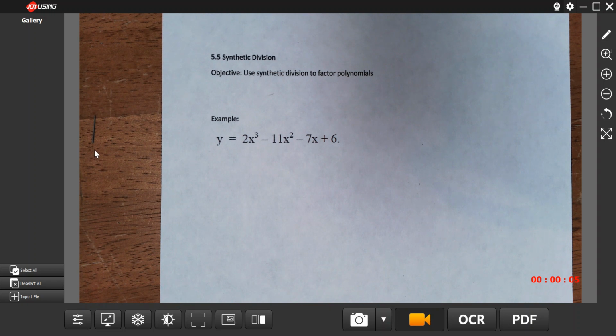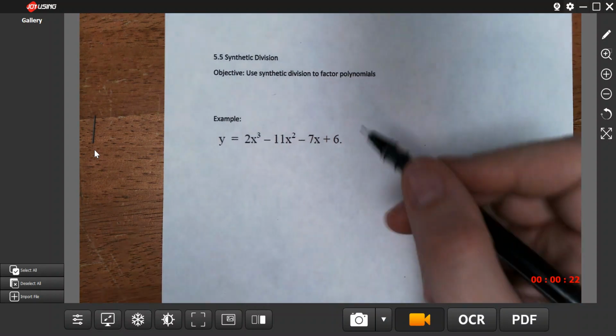We're going to do this lesson on section 5.5, which is synthetic division. Synthetic division is exactly a shortcut to long division. It does exactly the same thing as long division, but it's a way to do it faster so we can check multiple roots more efficiently.